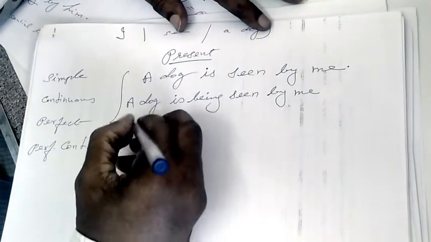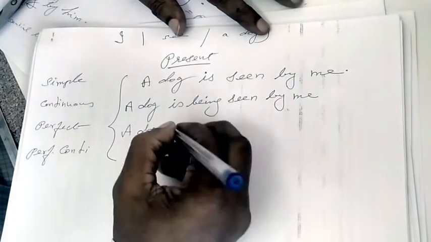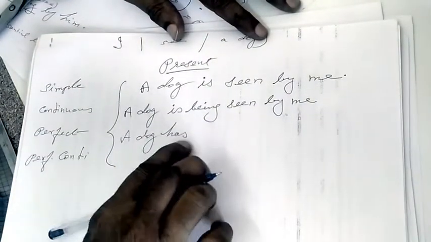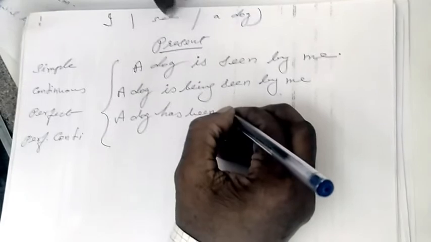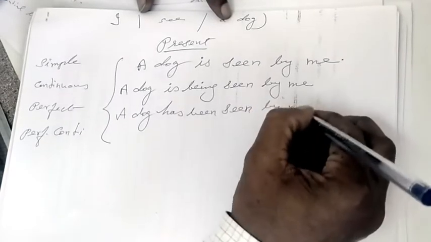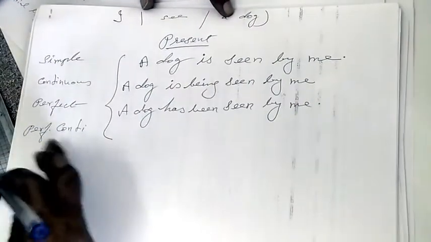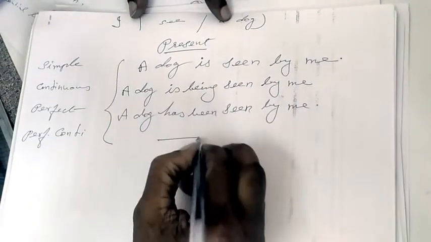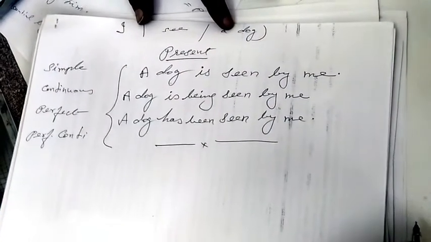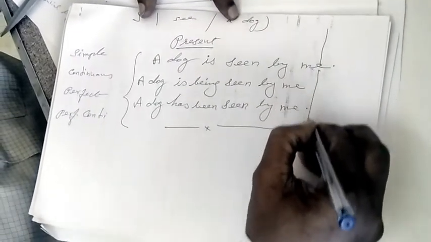Now we have perfect. A dog this time has S connected verb, remember, and then we need a B group verb, and that is been, and this is also a past participle, and you need the past participle of the given verb: seen by me. When it comes to perfect continuous, Englishmen feel it is too complicated. You can avoid perfect continuous. Quickly, let us analyze.